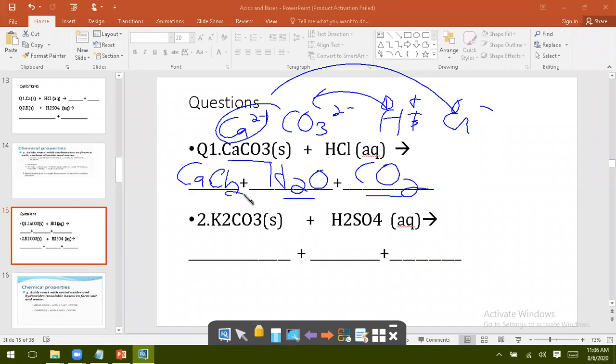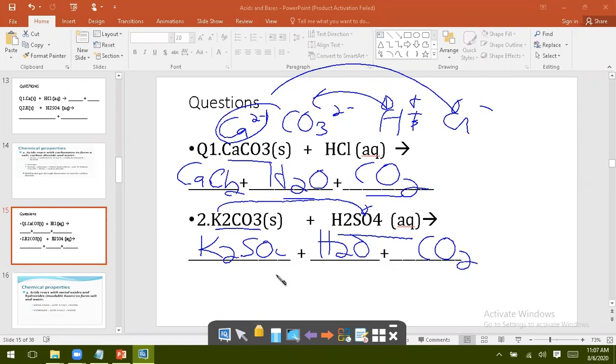Potassium carbonate, which is a metal carbonate, plus the acid, sulfuric acid. Likewise, three products. You'll have your carbon dioxide, which is the gas produced, water, and your salt. Potassium and sulfate will form the salt K2SO4, potassium sulfate.